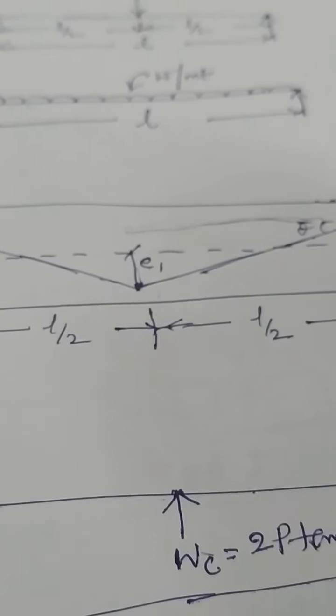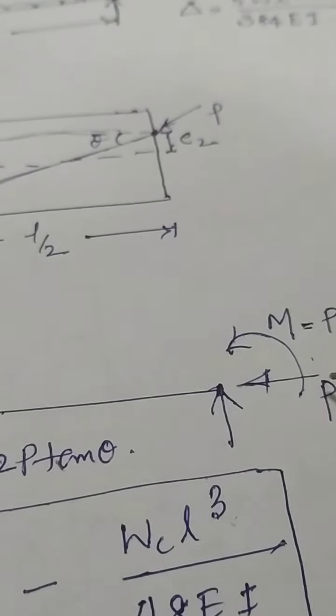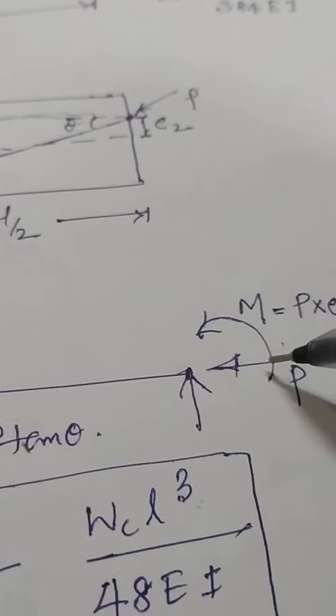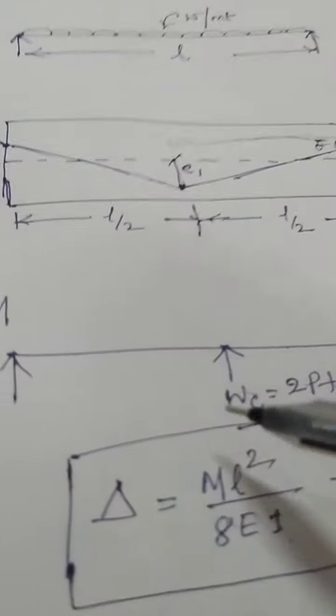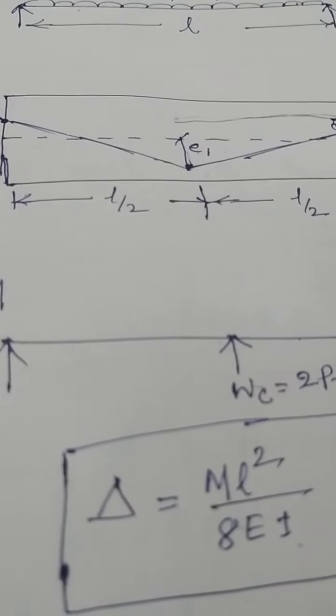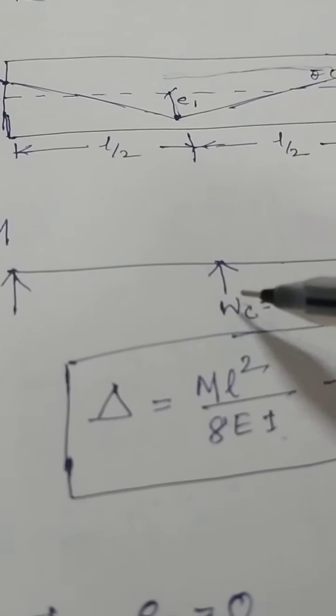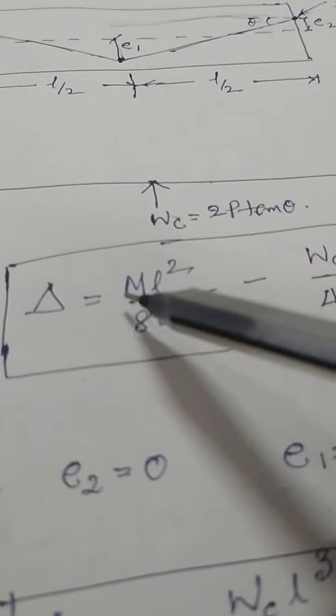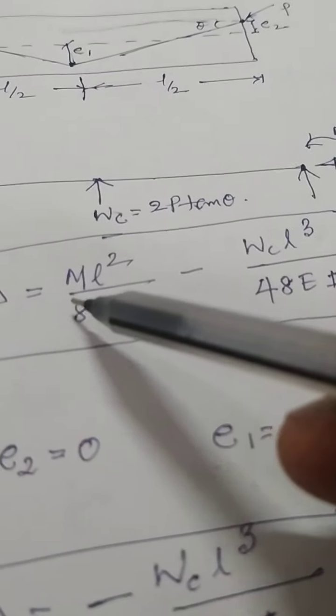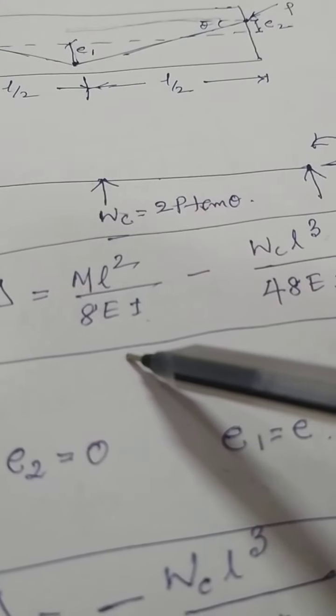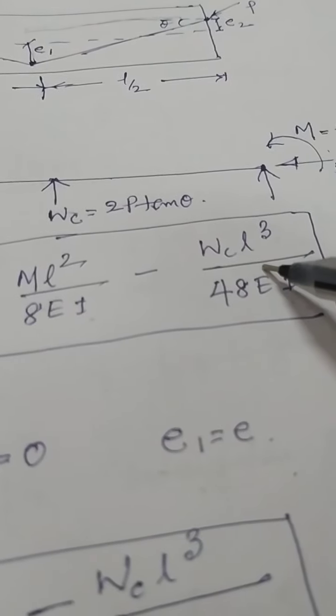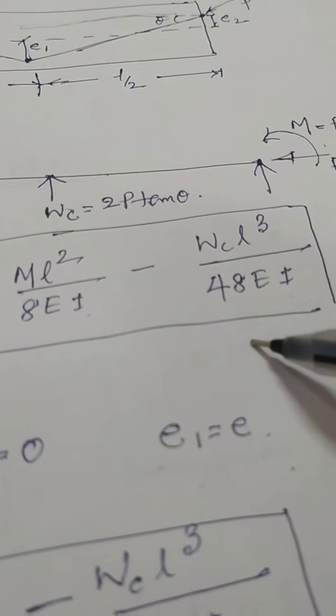This case will create two deflections, one due to M, another due to this point load. This will create a downward deflection and this will create an upward deflection. Total deflection due to that pre-stressing force is ML square by 8EI minus WC into L cube divided by 48EI.